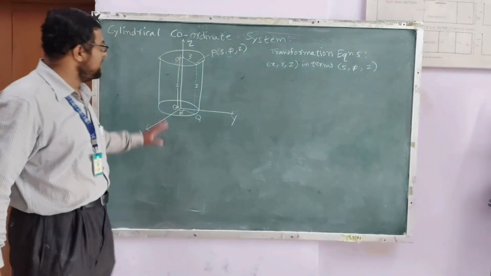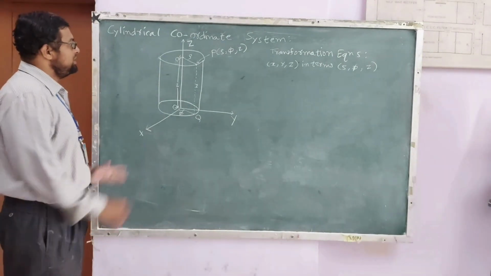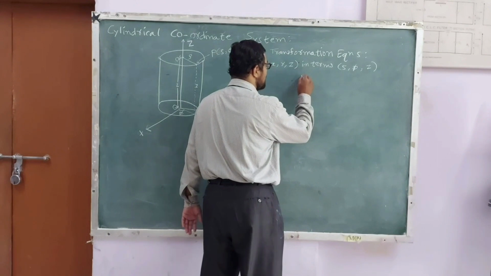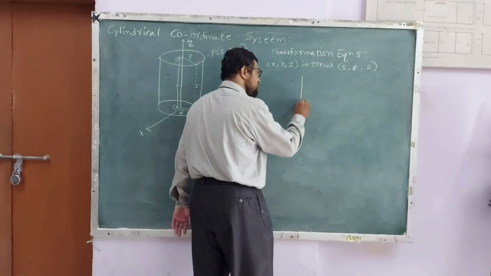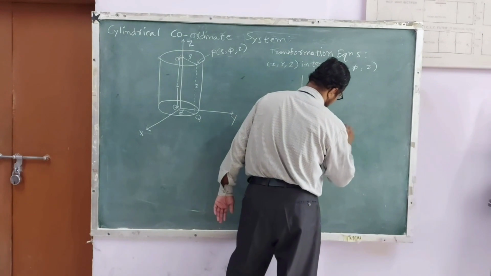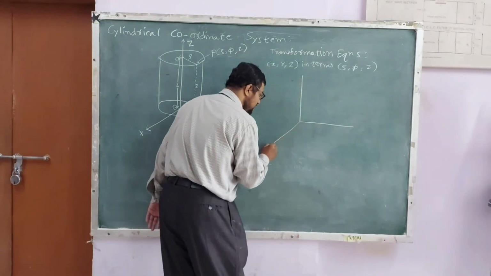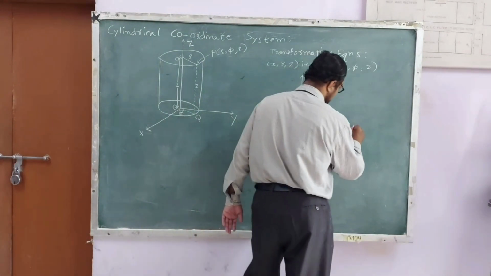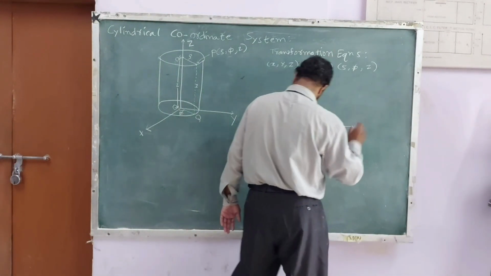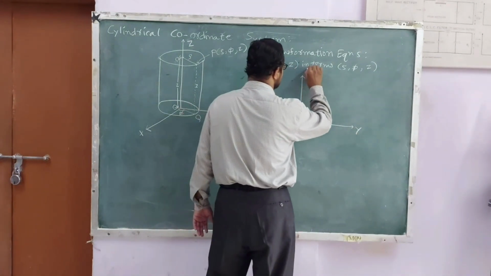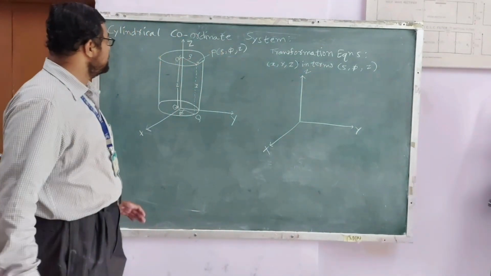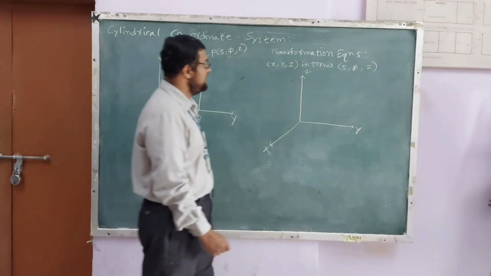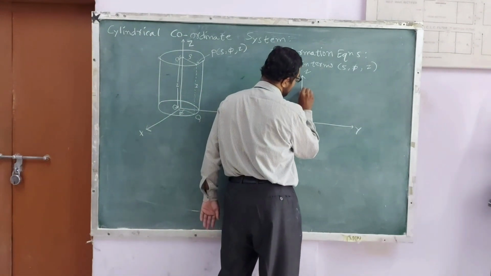For this purpose, again we have to consider the same cylinder here, but this diagram will be slightly different. I will draw this diagram over here. So this is our z axis, this is our y axis, and this one is the x axis. Now I will draw this one part separately over here. So it will be like this.